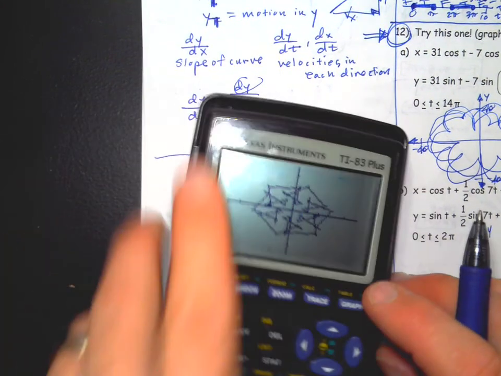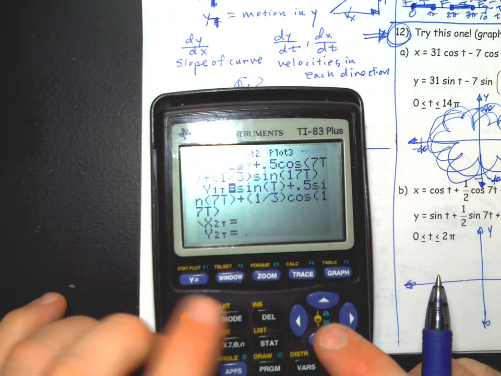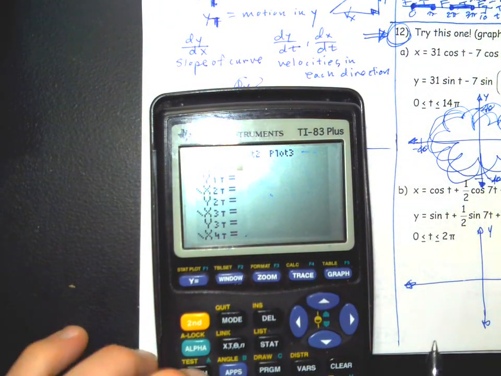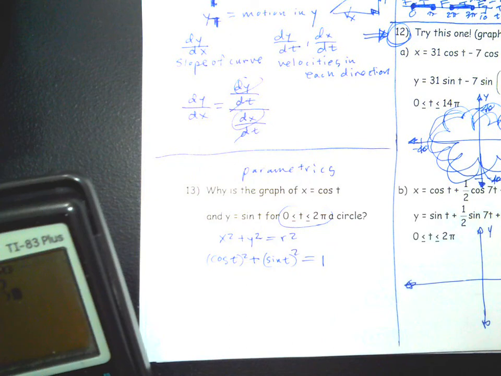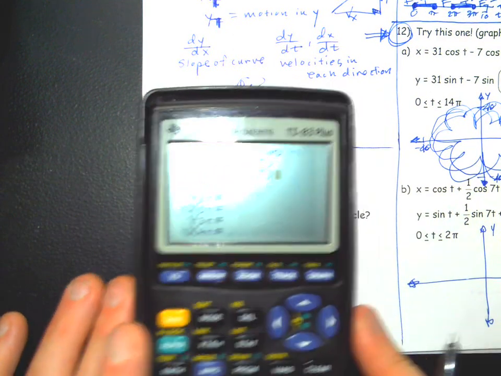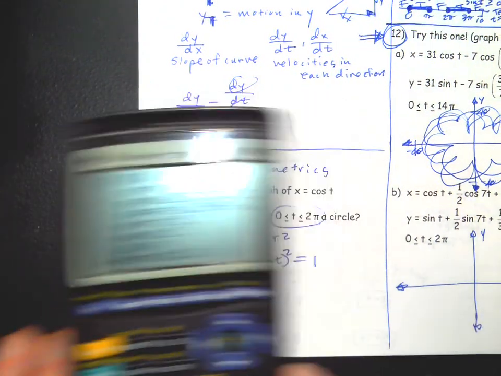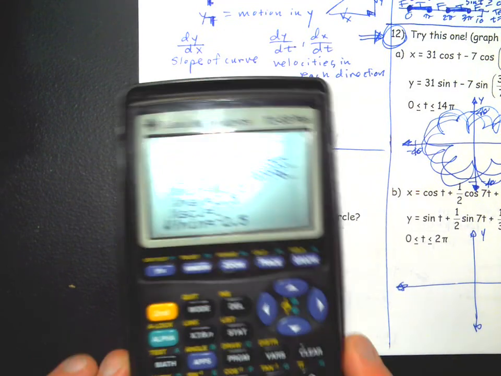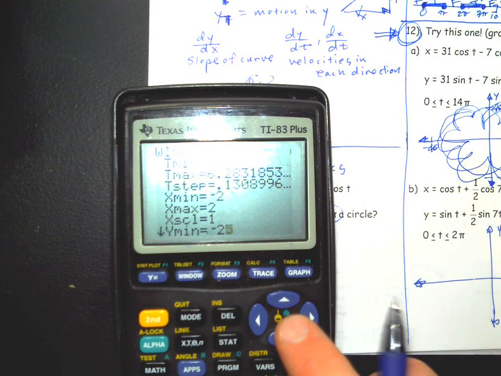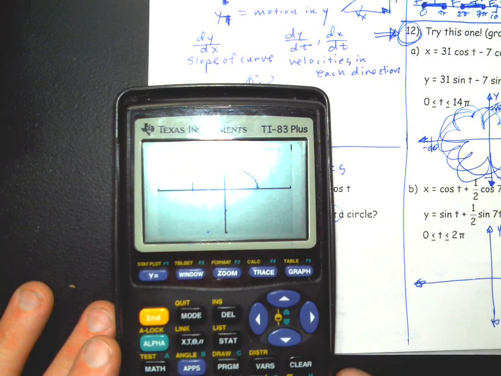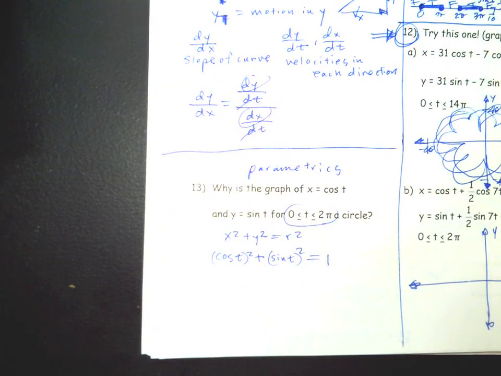You can try it. See, x equals cosine t, y equals sine t. And go window 0 to 2 pi. I think the radius is going to be 1, so we say -2, 2. -2, 2. Graph it, and what do you know? Equation of circle in parametrics. Okay, so that's it.